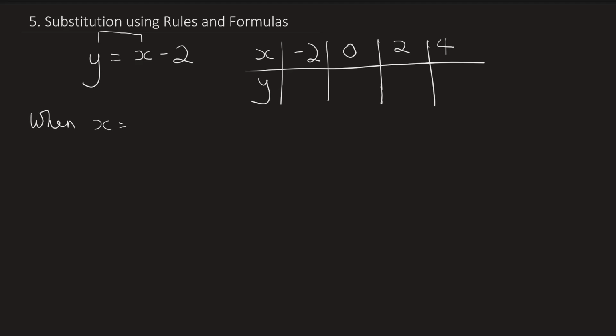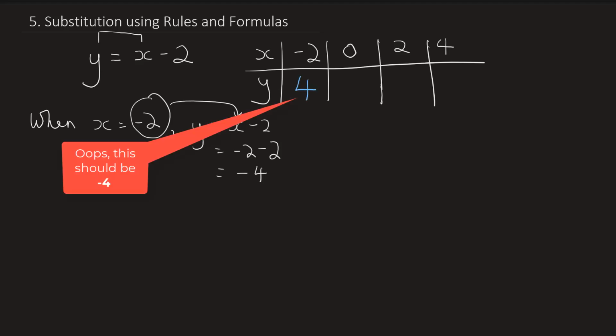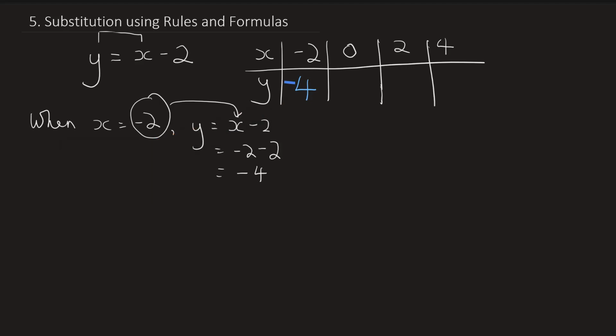When x is equal to minus 2, I'm going to write the rule out again because it always helps. y is equal to x minus 2. So I'm going to put this x value into here. This becomes minus 2 minus 2, and my answer is minus 4. So this first y value that corresponds to minus 2 is minus 4 according to the rule.